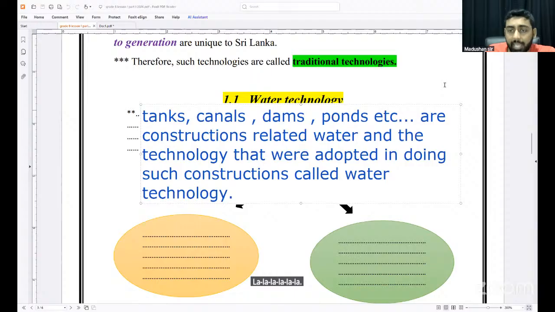Tanks and canals, dams, ponds, constructions related to water technology.